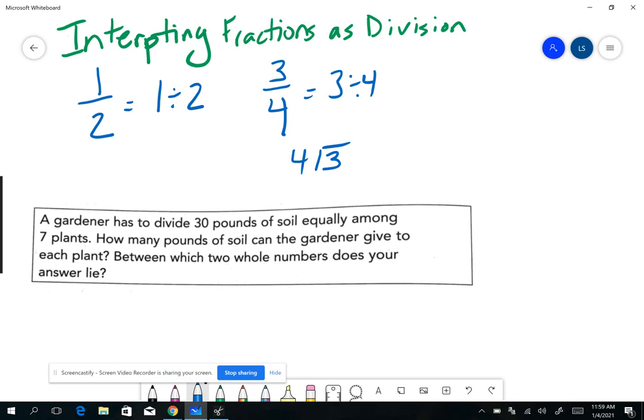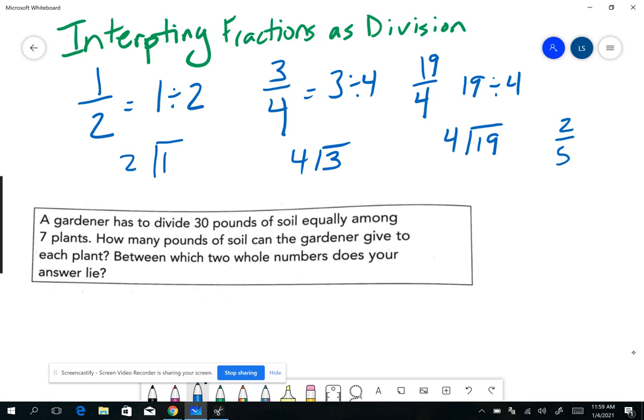The first number always goes in the house, right? 1 divided by 2. If I have 19/4, that's really 19 divided by 4. First number always goes in the house, 19 divided by 4. If I have 2/5, that's really 2 divided by 5. Okay. Let's take a look at this example down here.